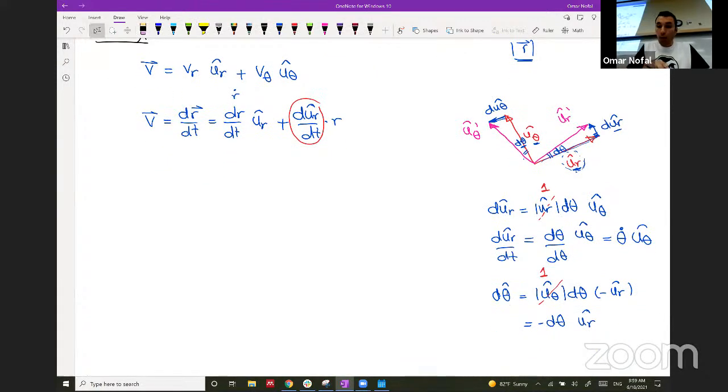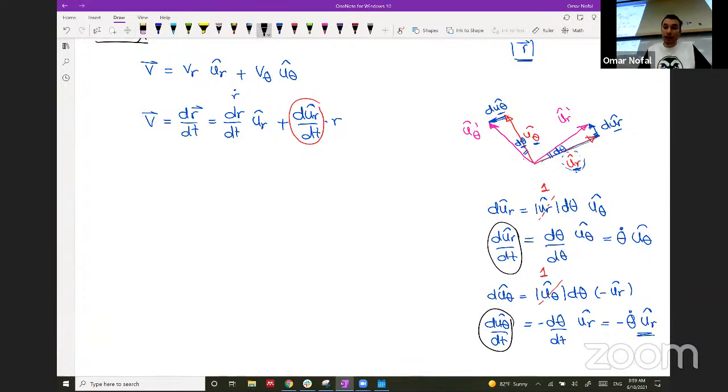This is the d u theta hat because we are calculating the value of this. If you want to calculate the time derivative, du theta hat by dt, you will have dt here. So it will be negative theta dot ur hat. So we got this value and this value.